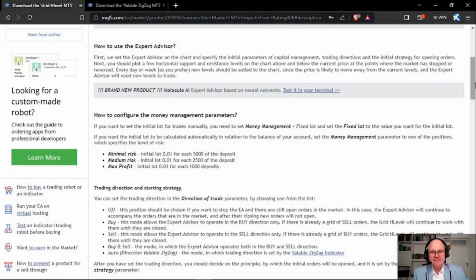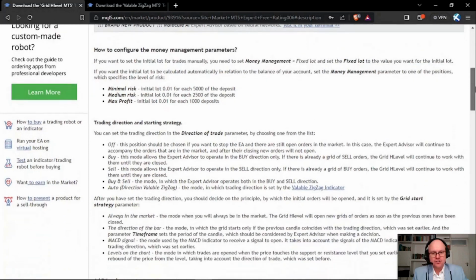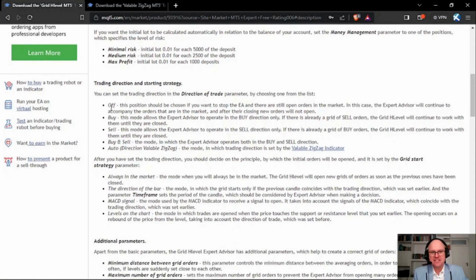Now for this, we have five different options, where if you'd like it to be set off and only manage the trades that are open, that is option number one. Then to operate only in a buy direction, you can do that as well. And the same for a sell direction only. Last but not least, you have the mode in which the expert advisor places both a buy and a sell, which is our bi-directional trading. The last option is the auto direction, which uses the Valuable ZigZag indicator on the 4-hour time frame to determine what order and what direction to start in.